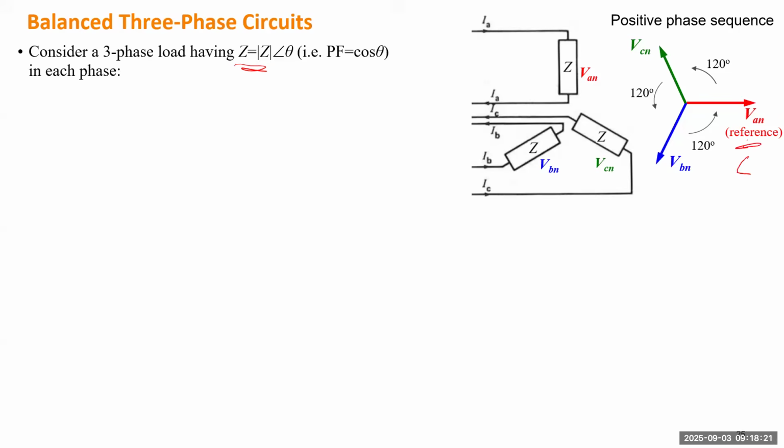So this one will have angle 0. And then phase B will have a negative 120 degrees because it's lagging A. And phase C will be lagging phase A by 240 degrees or leading phase A by 120 degrees. Okay. So why is B lagging A? Because ABC correspond to 3 windings in the generator.